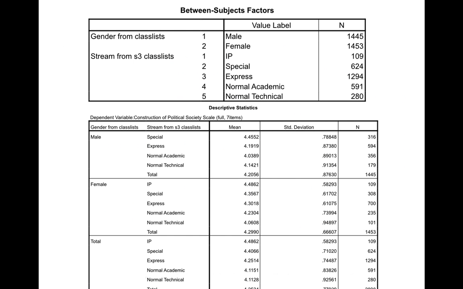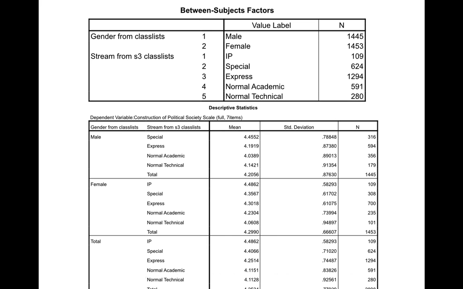So now I'm going to move on to a complex design, because now we're going to take a look at two different levels: gender and streams. If you remember, in our exercises previously, we discovered that gender is a meaningful variable to use, because when we looked at gender alone and construction of political society, there were statistically significant differences. And when we looked at stream, we also saw statistically significant differences. We're now going to go to a complex design where we put together gender and stream, and we're trying to look for an interaction effect.